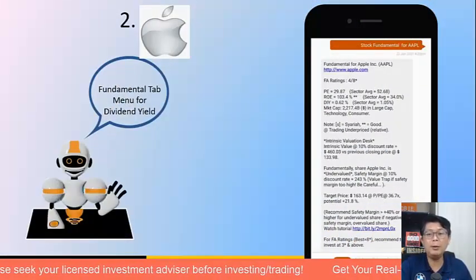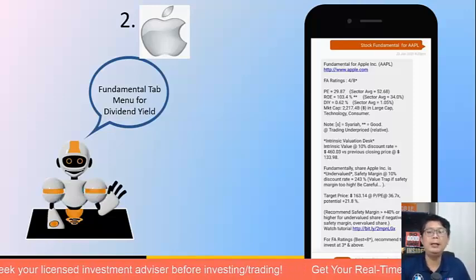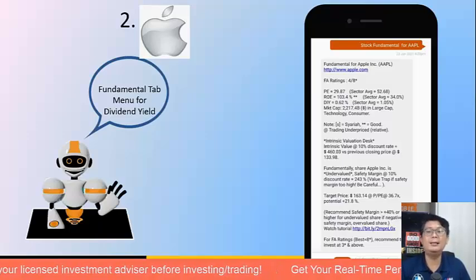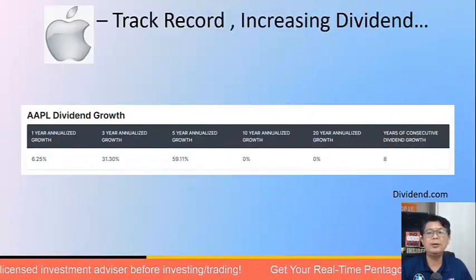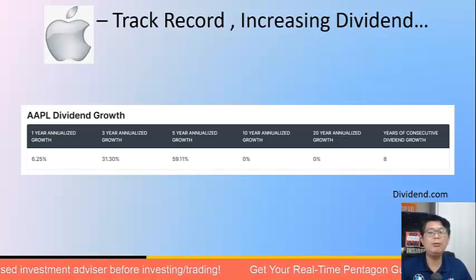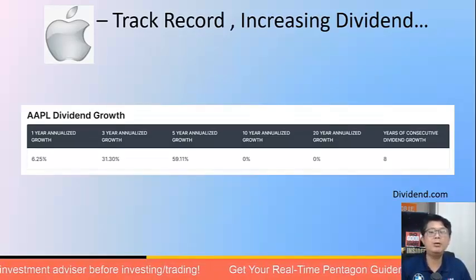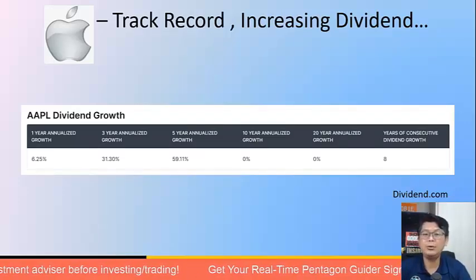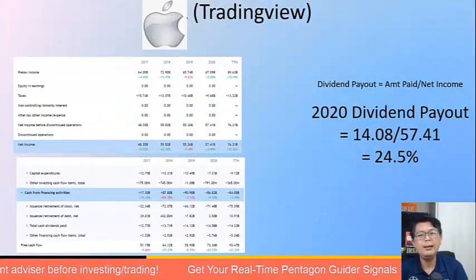Okay. And then Apple, one of the big juggernauts. I think you all should have Apple, and Apple gives 0.62% dividend, much smaller, but you get more from the capital gain in here. So you can see from here, you have 8 years of consecutive dividend growth. It doesn't have as long a history as Coca-Cola. 5-year growth of 59%, 3-year annualized growth of 31%, and 1-year annualized growth of 6%. So they continue to grow their dividend too.